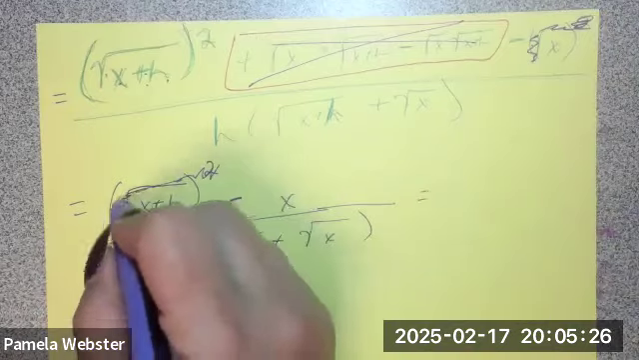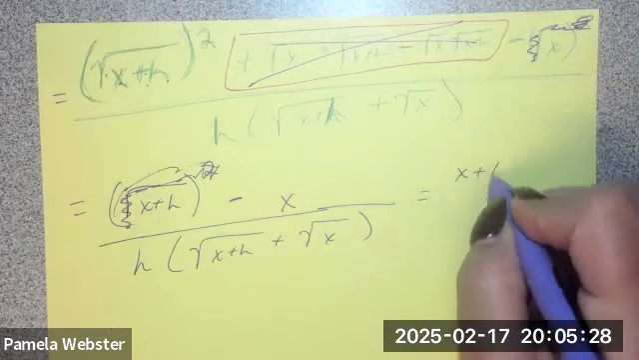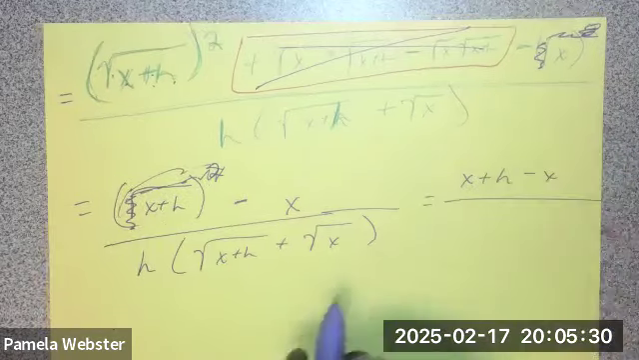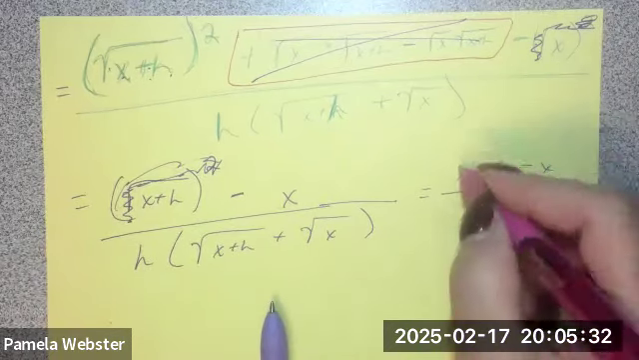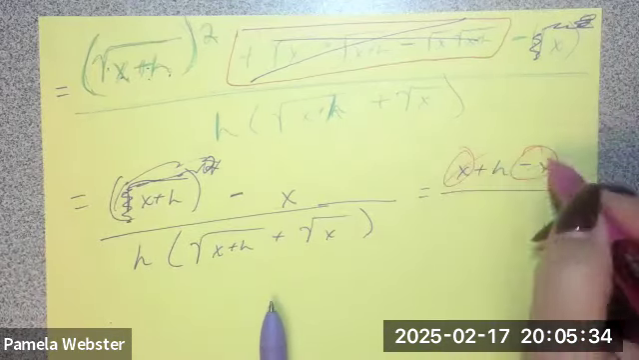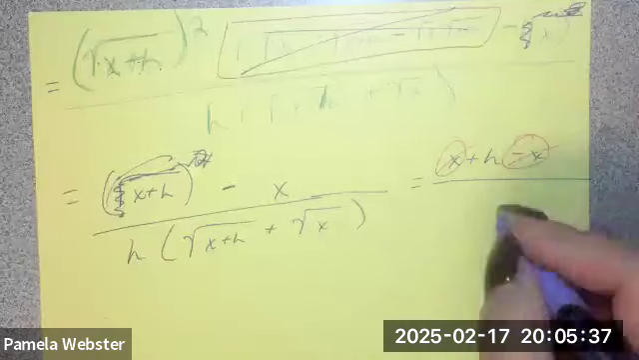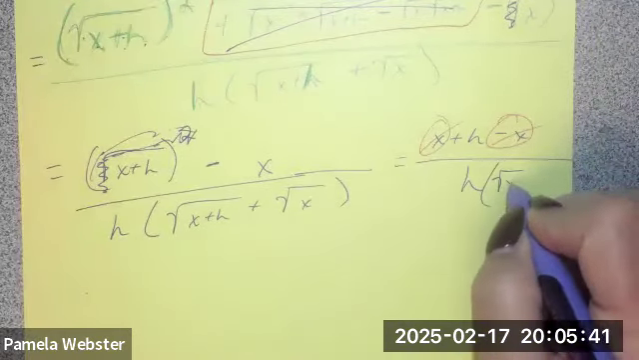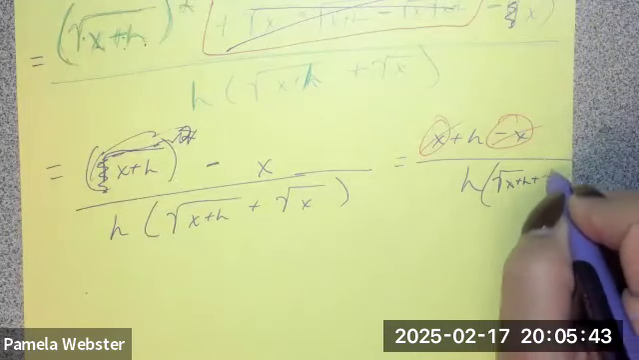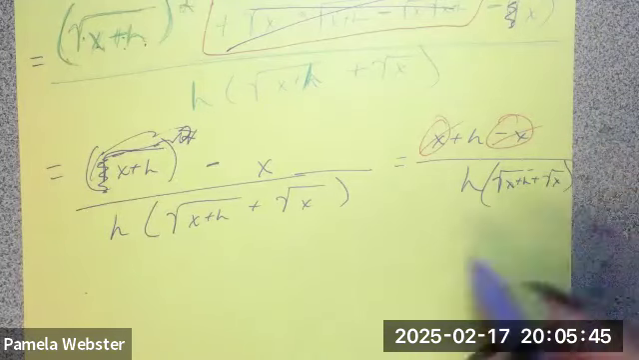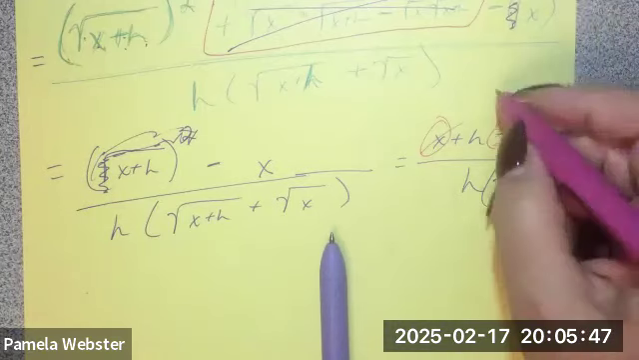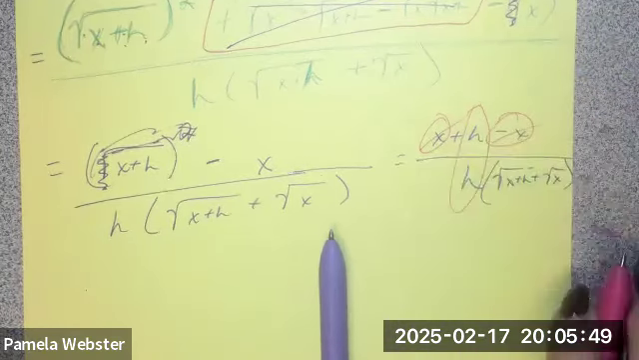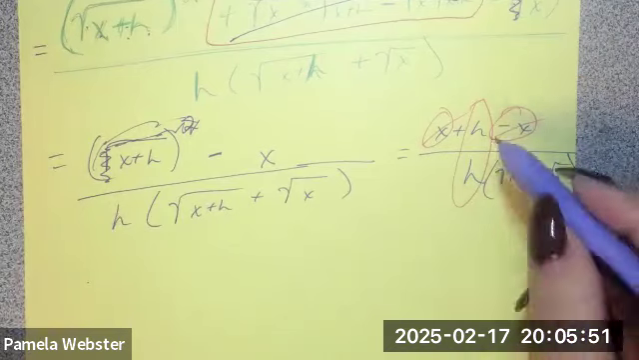What's up at the top? Those went away. I got an x plus h minus x. The x and the minus x, those are going to go away. I'm going to have an h times all this stuff. We don't care about all that stuff. What we care about is this is going to be h divided by h, and that's going to be a 1.